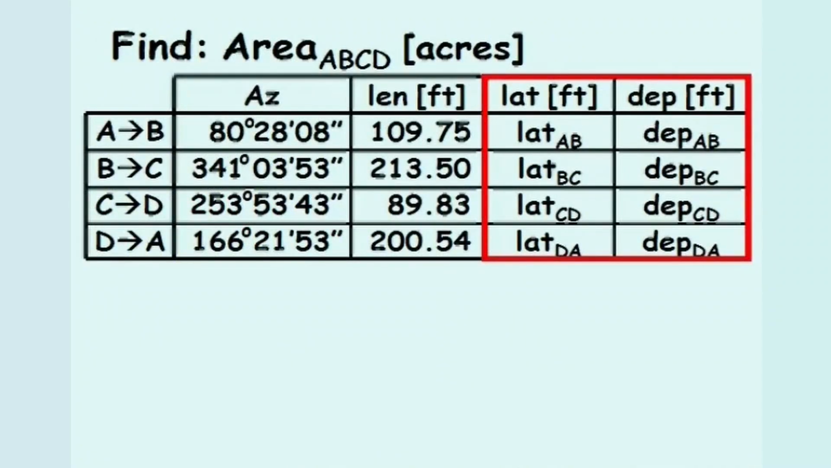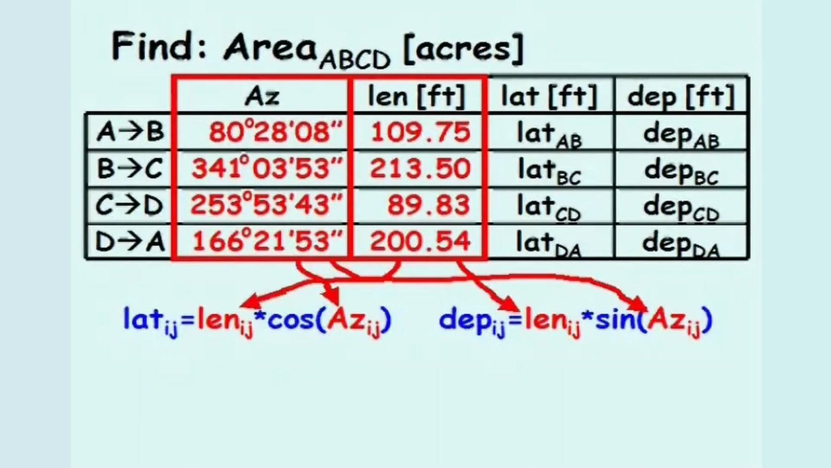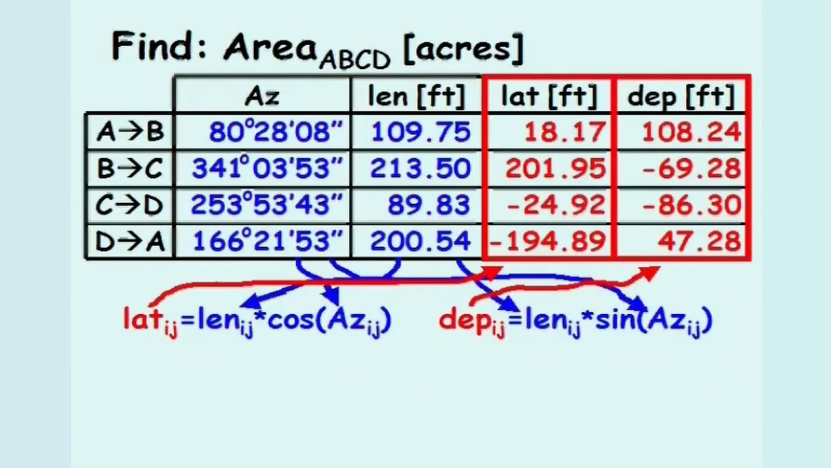Next, we'll calculate these latitude and departure values by multiplying the course length by the cosine or sine of the azimuth of the course. These values are then returned to the appropriate columns. Next, we'll add the latitudes and departures for each course to confirm the traverse closes.